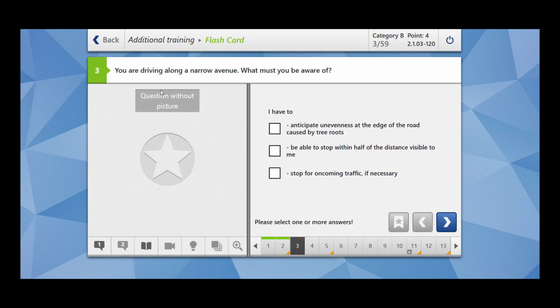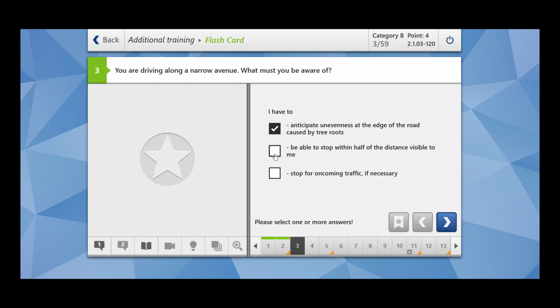Moving towards the next. You are driving along a narrow avenue. What must you be aware of? So now you are driving along a narrow avenue on a narrow road. I have to anticipate unevenness at the edge of the road caused by tree roots. This is correct. Tree roots could cause unevenness at the edge of the road.